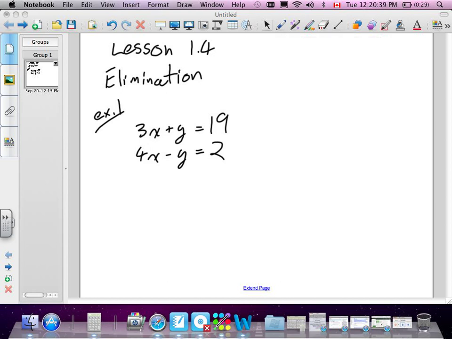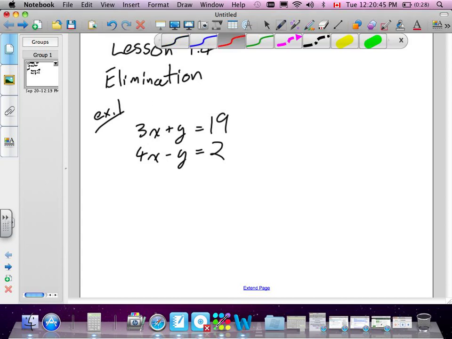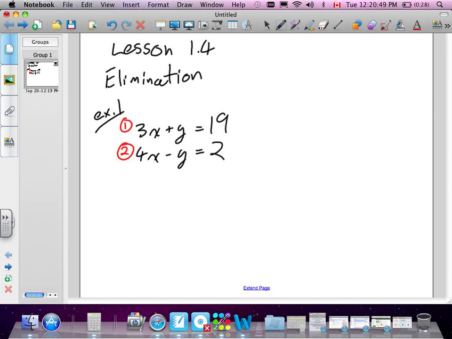So lesson 1.4, we're on elimination. Just like what we were doing before, we're talking about having two linear equations, equation 1 and equation 2. We've learned how to use substitution to solve these. We've learned how to use graphing.